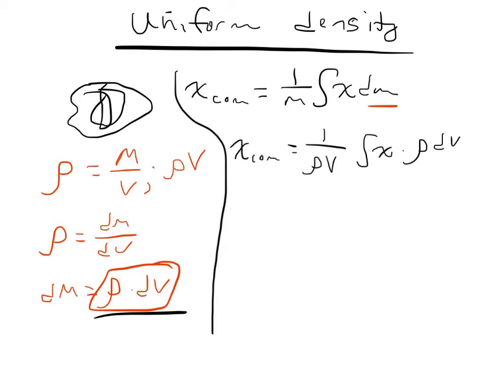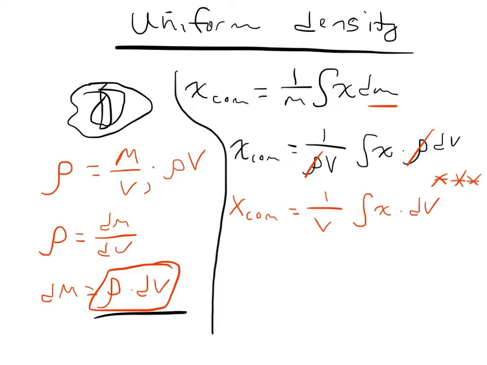Well, we see very quickly densities cancel off, and what we get is that the x center of mass is 1 over the total volume times the integral of x times dv. And we'll look at examples of these problems later on.